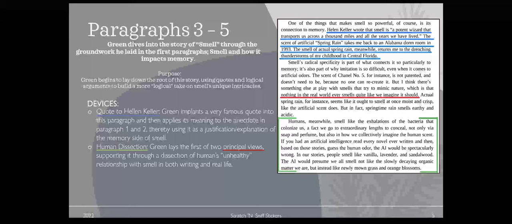Green implants a very famous quote into this paragraph and then applies its meaning to the anecdote in paragraph 1 and 2, thereby using it as a justification or explanation of the memory set of smell. The second part of this is human dissection. What I mean by this is that John Green lays the first of two principal views, supporting it through a dissection of humans' unhealthy, quote-unquote, relationship with smell in both writing and real life.